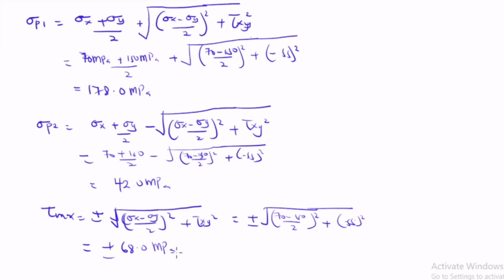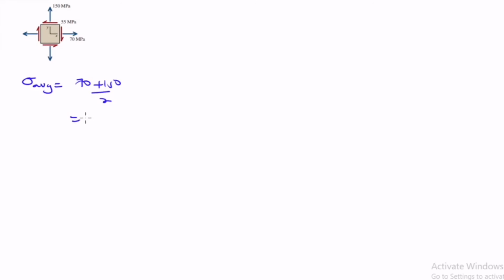Then we also need to find something very important which will help us to draw the wedge element. In this case, it is termed the average normal stress. For the average normal stress, we are going to get 70 plus 150 divided by 2. In that case, our answer will be 110 megapascal.